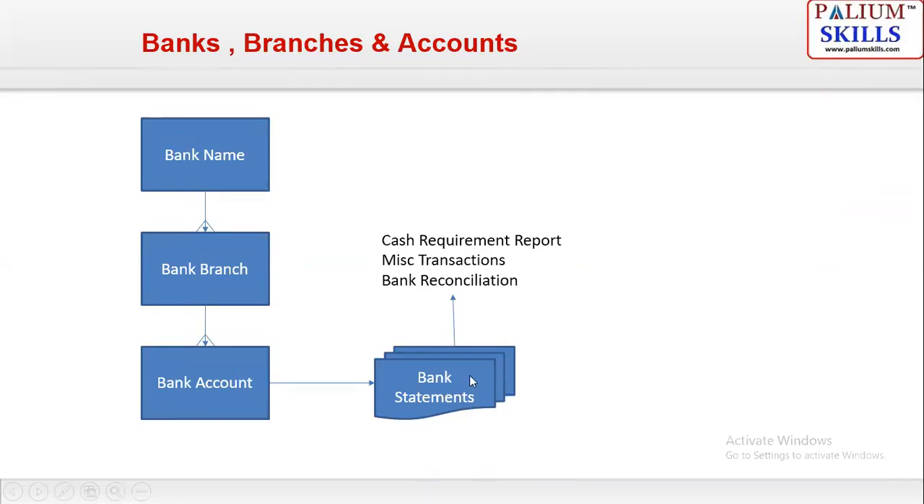So from the bank statements, we generate other transaction reports like the cash requirement report, miscellaneous report, and we do a bank reconciliation. So these are the typical transactions that we do within the cash management module. One, creating branch account information. Another one is uploading bank statements and generating regular transactions, reconciling transactions, doing statement reconciliation, and recording miscellaneous transactions.